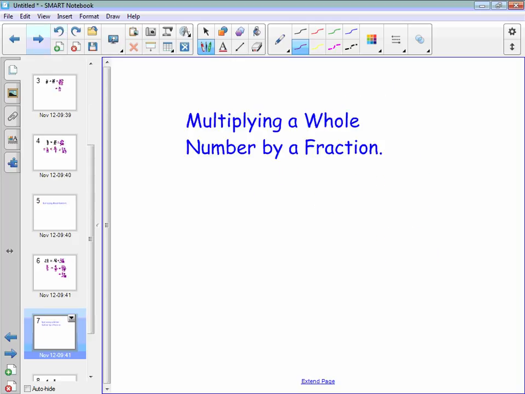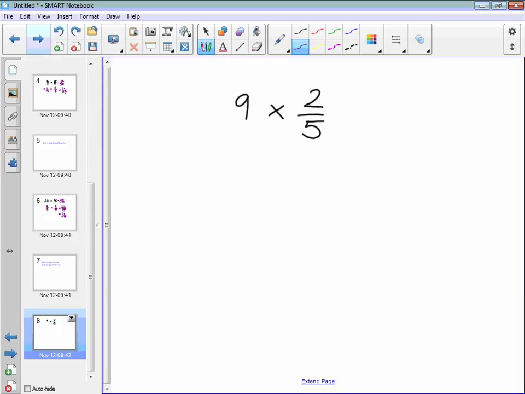Multiplying a whole number by a fraction. Well, there are lots of ways you could do this, but I'm going to show you using the same method that I've been using for this whole vodcast. I'm going to turn this 9 into an improper fraction. My 2/5 stays the same, because that enables me to multiply my numerators and my denominators together. 9 times by 2 is 18. And 1 times by 5 is 5. So my answer is 18/5.